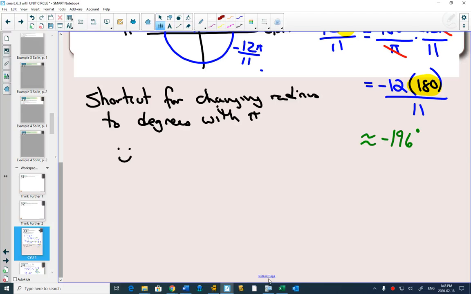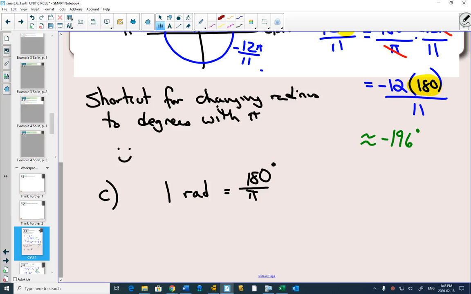But in part C, it wants you to change 7.5 radians to degrees. There's no pi in that question, so you can't use the shortcut. But the shortcut, see where I said earlier you were going to be tempted to say pi was equal to 180? Pi is still 3.14, but pi radians is 180 degrees. So in part C, we know that 1 radian is equal to 180 over pi degrees.